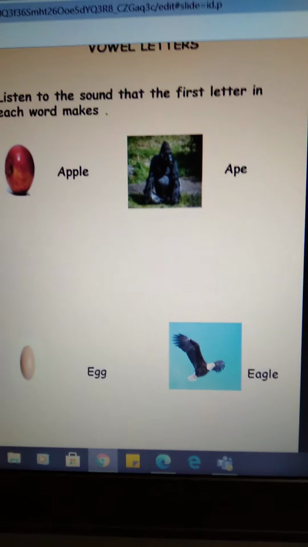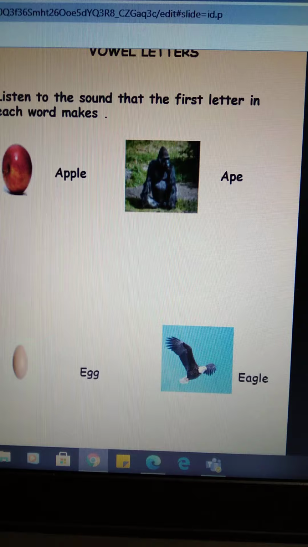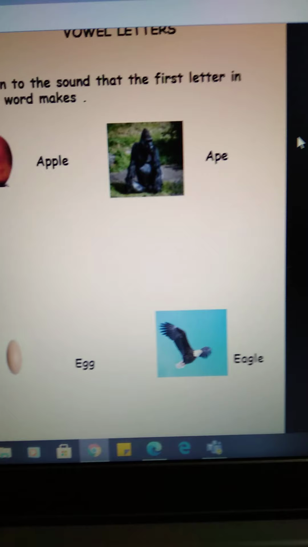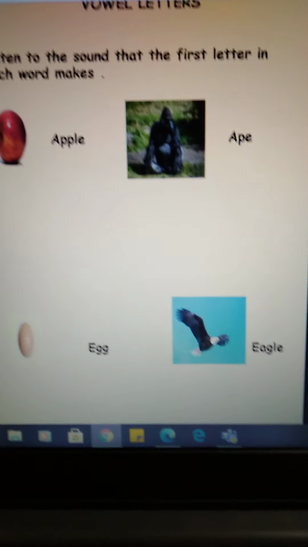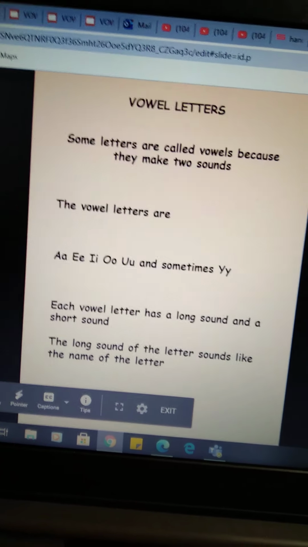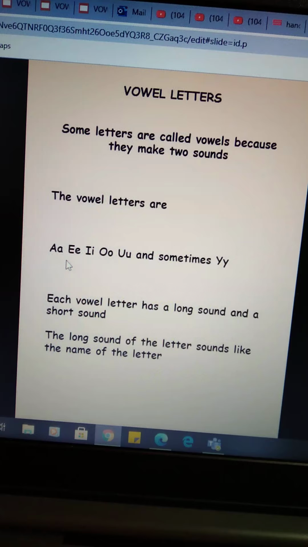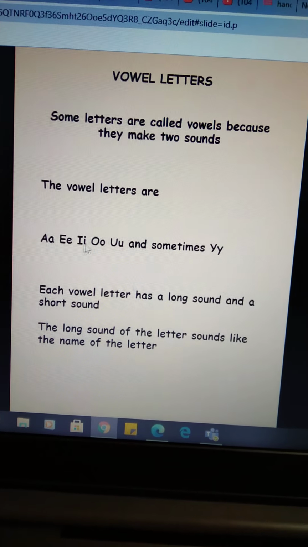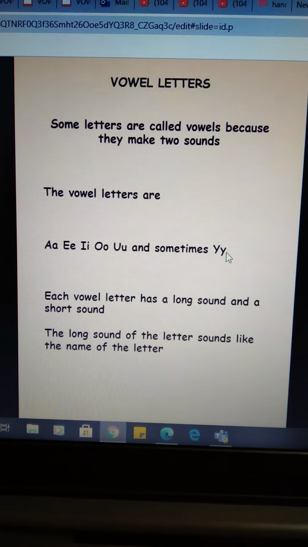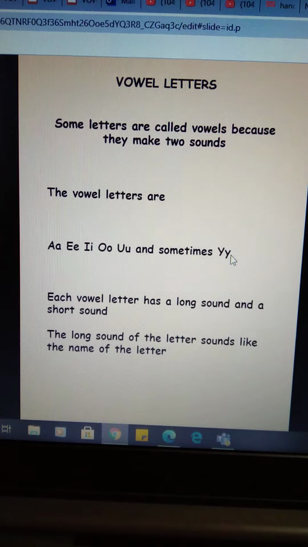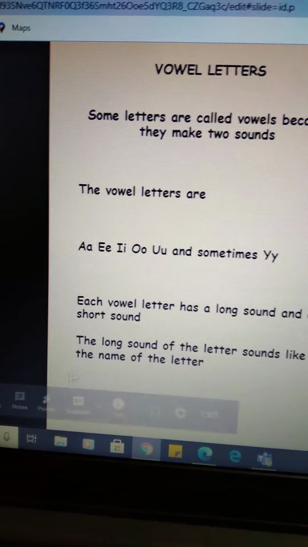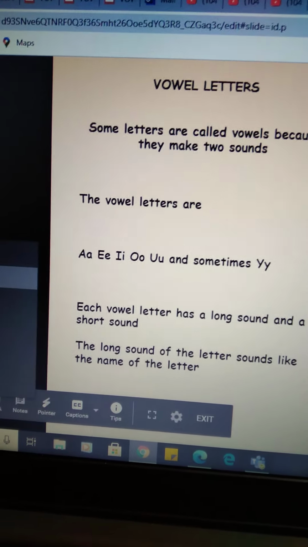Okay, hello everyone. Today we are looking at vowel letters and why some letters of the alphabet are called vowel letters. Our vowel letters are A, E, I, O, U, and sometimes Y. There's a reason why these letters are called vowel letters, so let us see if we could discover it for ourselves before I tell you why.